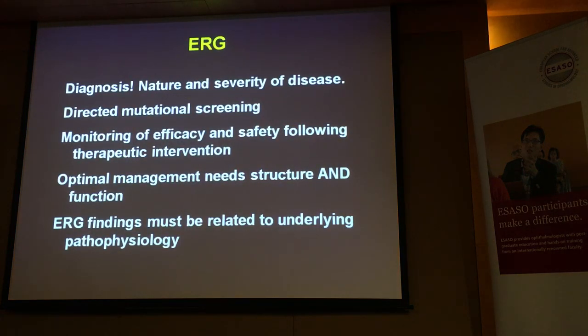So, ERGs. They can tell you about the nature and severity of disease. They can separate cell types, they can separate cell layers. They're pretty powerful. But you have to understand their origins. You have to relate to the underlying pathophysiology. But once you do all that, they give you an insight into disease which is not available, I'm aware, from any other group. You can monitor and look at safety following therapeutic intervention, optimal management of the structure and function. Don't forget the underlying pathophysiology.